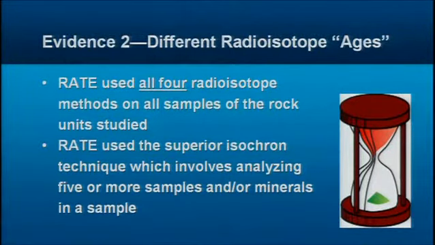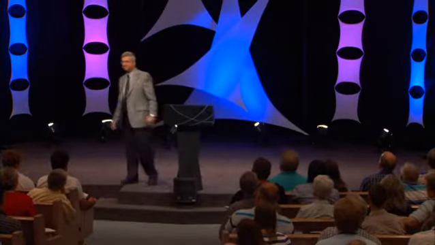And we also use the superior isochron method that I talked about earlier. Why is it superior? Because instead of using 1 sample, you use 5 or more samples. And in many of our studies, we used up to 20 samples so that nobody could accuse us of being selective with the data.